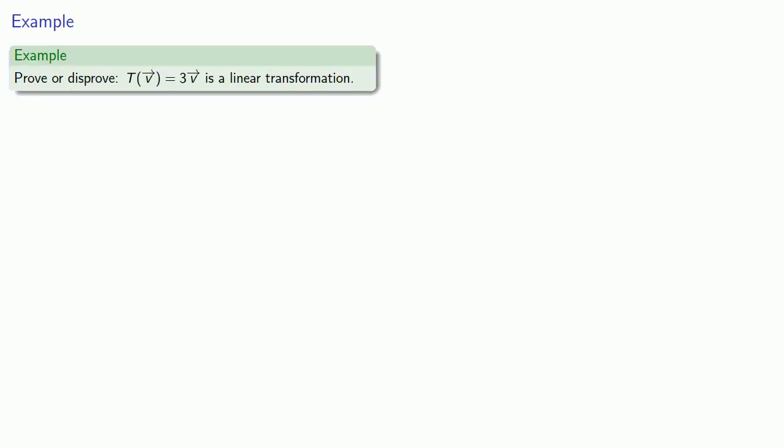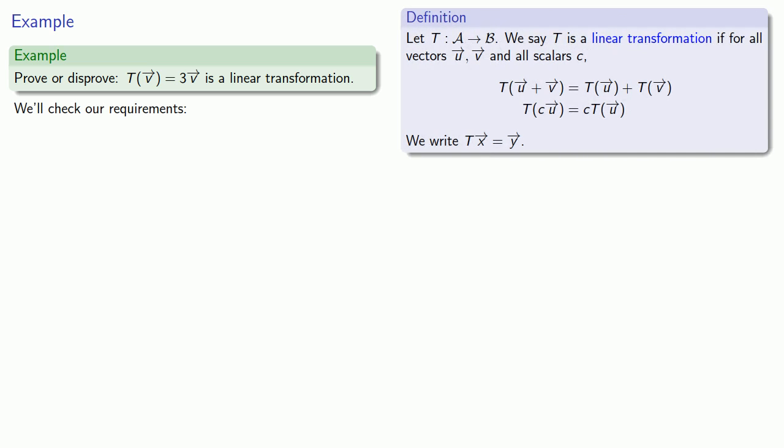So let's consider the following problem. We want to prove, or possibly disprove, that something is a linear transformation. So we'll check our requirements for what makes a linear transformation. The first requirement is that a linear transformation must take a sum of vectors into the sum of the transformed vectors. It's often convenient to proceed in the following manner.